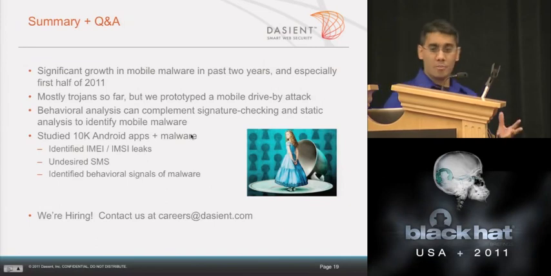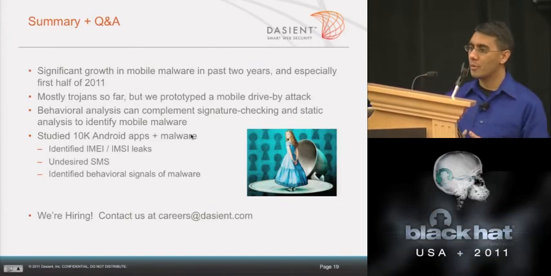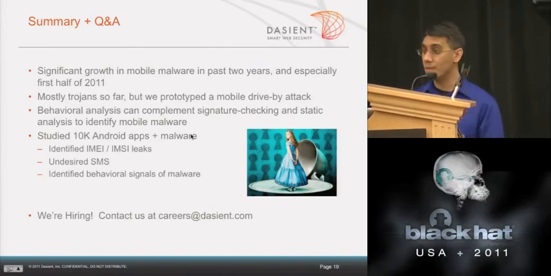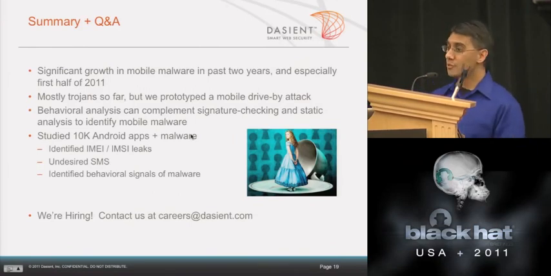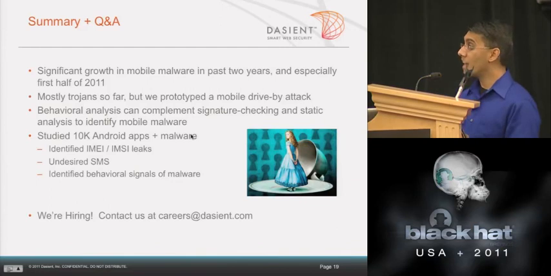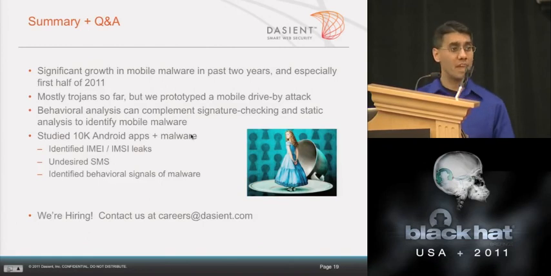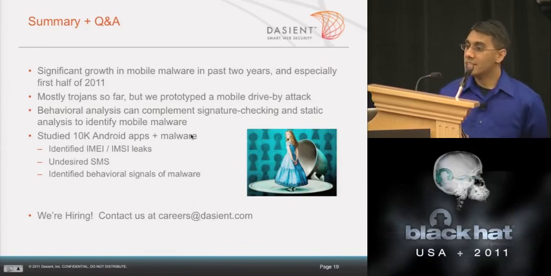So to wrap up, we have talked about quite a few things. We've seen a growth in mobile malware in the past two years, especially in the first half of 2011. Most of these things have been Trojans so far. We think mobile Trojans will, of course, continue. The question is how the attacker is going to get further distribution. Mobile drive-by attacks might be one option for them. We prototyped that and saw it work. We saw that behavioral analysis can complement signature checking to identify mobile malware, as well as understand privacy violations and performance violations. We studied 10,000 Android applications and came up with some interesting results.